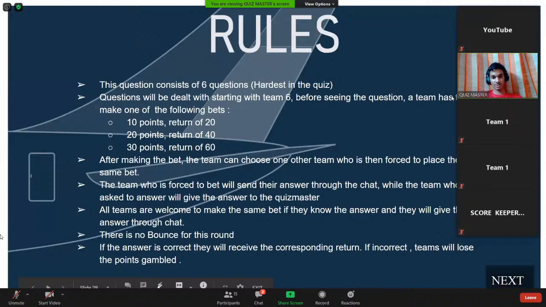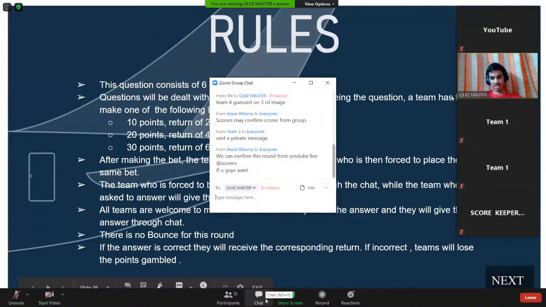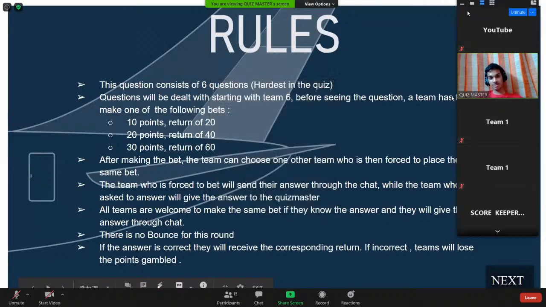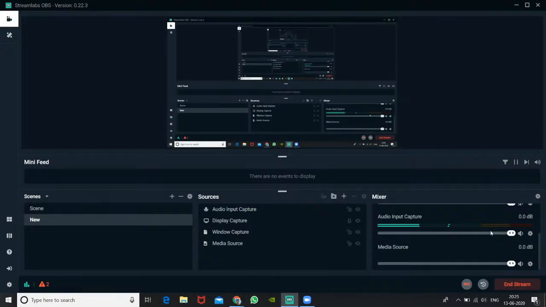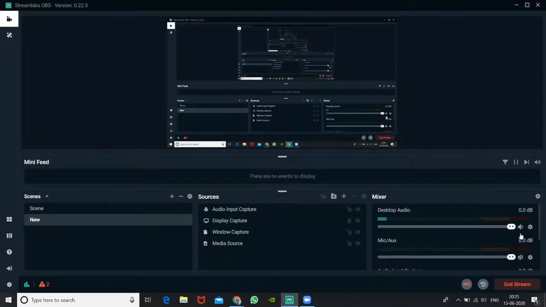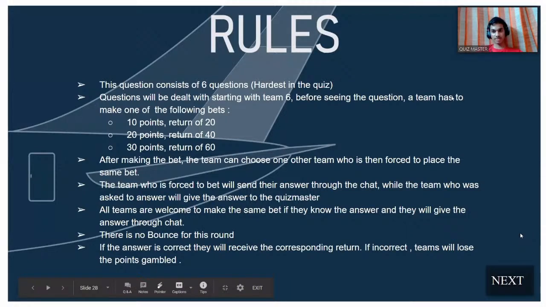To pounce, you give me the answer through the private chat, and I will assume that you're betting the exact same amount. So 20 to 40, or 10 to 20, or 30 to 60. You're betting on the same odds that were given to the team whose direct question this is. So the risk and rewards are the same as offered to the others.